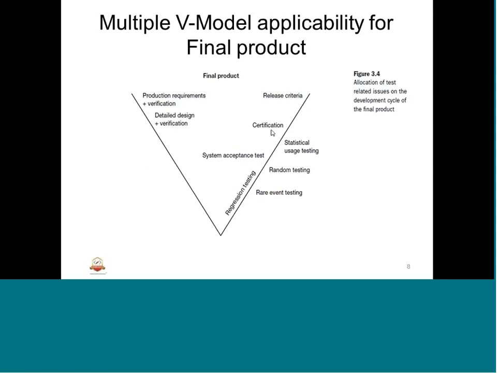Certification, like we have DO-178B from designated authority from Airbus or Boeing. In automotive we have AUTOSAR certification on par with this certification process. And in terms of the techniques, statistical usage testing, random testing, rare event testing. So this will be applied before we complete the V model. This is allocation for final product or the formal product applicability.